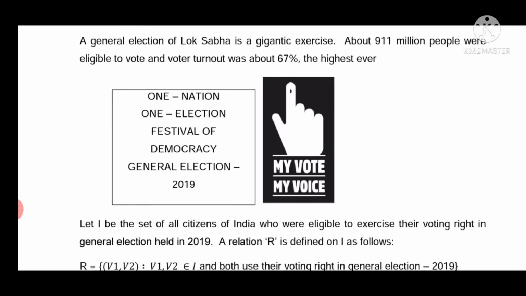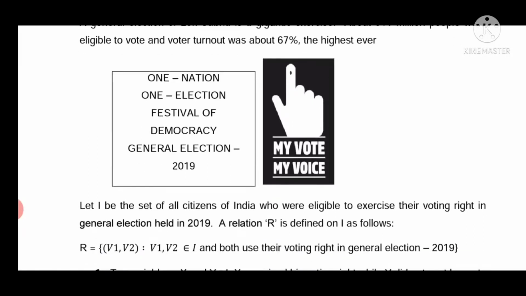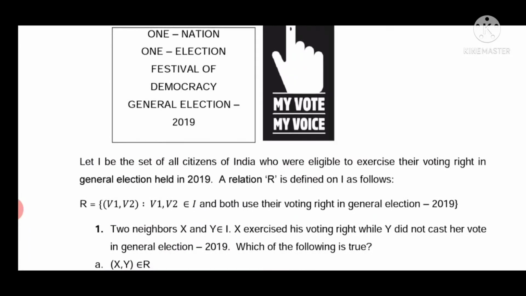Let I be the set of all citizens of India who were eligible to exercise their voting right in the general election held in 2019. A relation R is defined as follows. Look here, R is a set. This is a relation, and its pair is V1 and V2, where V1 and V2 belong to I, and both used their voting right in general election 2019.